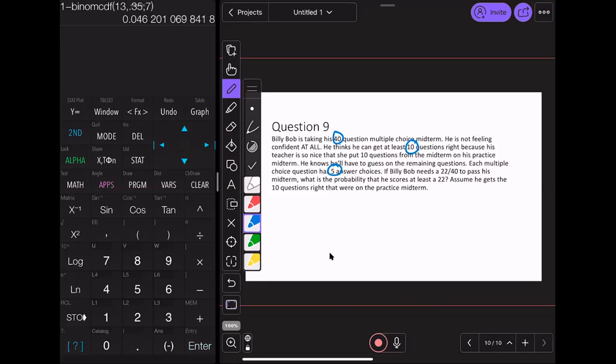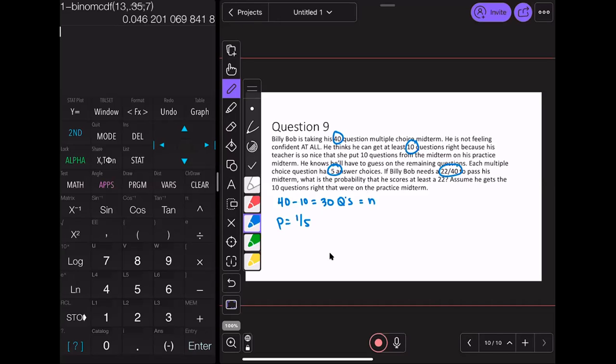So he needs a 22 out of 40 to pass his midterm. What's the probability he scores at least 22? Okay, assuming that he gets right the 10 questions. So let's first figure out how many questions he's guessing on. Well, if there's 40 questions on the actual midterm, but he knows he's going to get 10 right, we can subtract those and determine that he's only guessing on 30 questions. So that's going to be our N. P is going to be the probability that he guesses right. Well, if each question has 5 answer choices, the probability of him guessing right is going to be 1/5.